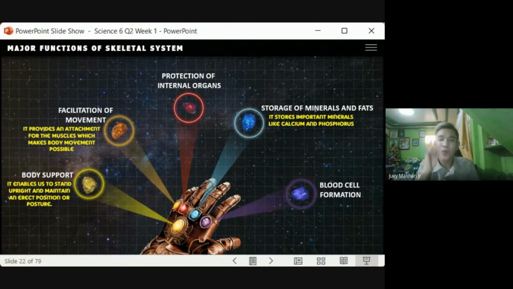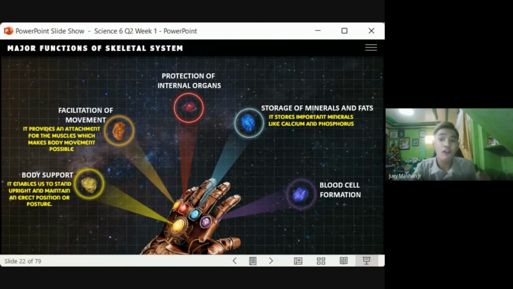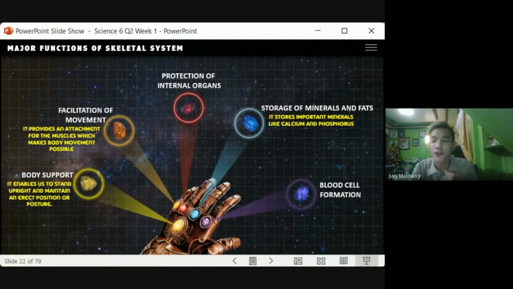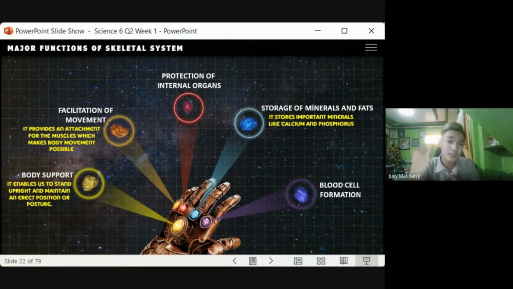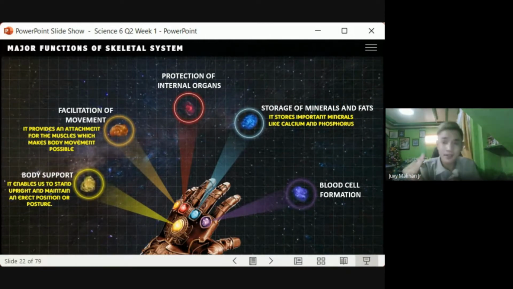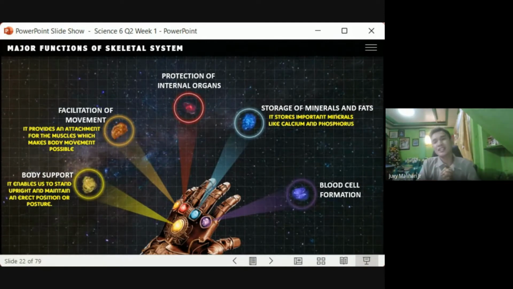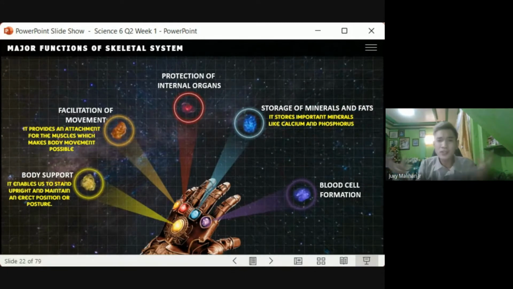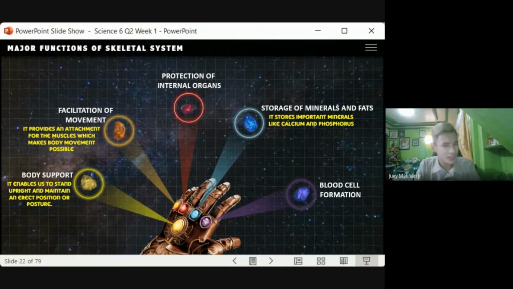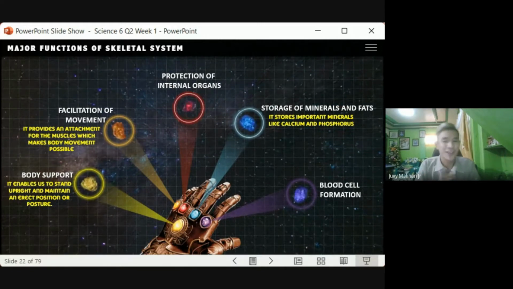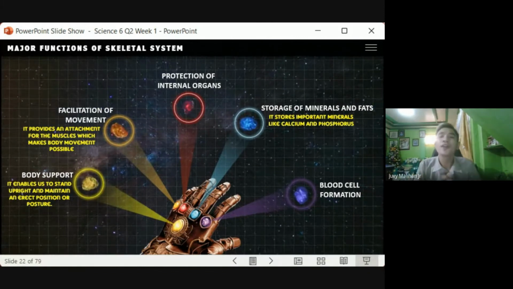Okay, and one of the most important functions of skeletal system class is for the blood cell formation. So our blood class is composed of white blood cells, red blood cells, and platelets. Okay, now, my question, class, is, where do these cells come from? Saan ba nanggaling tong mga to? What do you think? Very good. So, in our bones, particularly in the bone marrow.